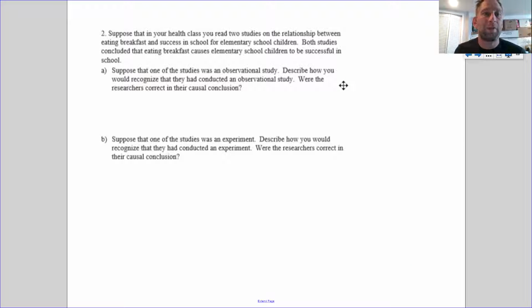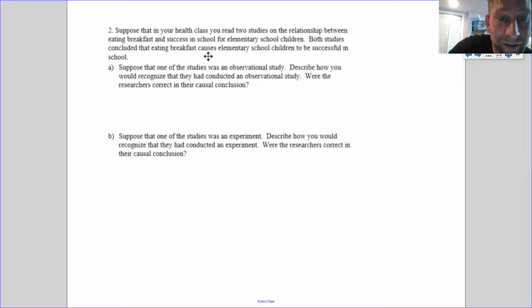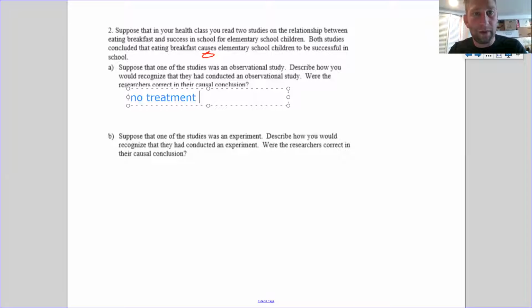We'll take a look at it. Supposing in your health class, you read 2 studies on the relationship between eating breakfast and success in school. Both studies concluded that eating breakfast causes elementary school children to be successful. Suppose that one of the studies was an observational study. Describe how you would recognize that they had conducted an observational study. So I'm going to say that no treatment was applied. Were the researchers correct in their causal conclusion?